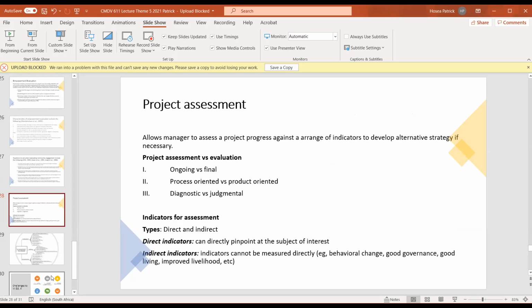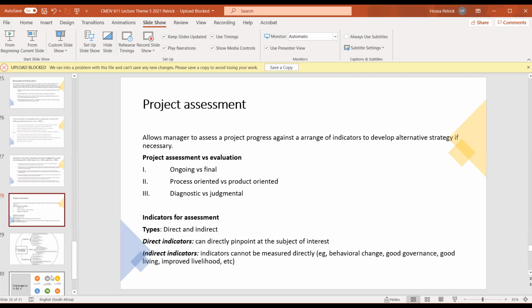So when it comes to project assessments, it's the same thing. We've discussed all these assessments. When we look at assessments, it may be ongoing, it may be final. When we talk about formative and summative, it may be process-oriented or product-oriented. When we talk about process-oriented, we're talking about the activity itself. When we talk about product-oriented, we're talking about the outcome itself.